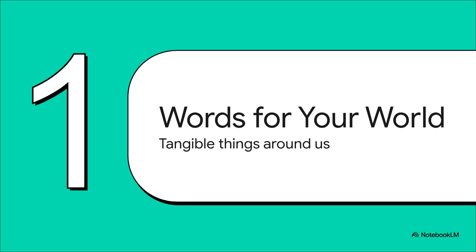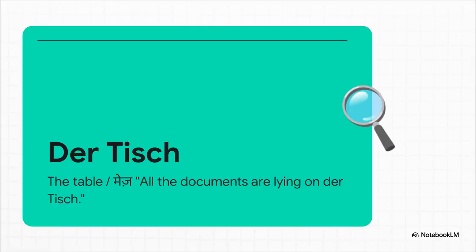Okay, so first things first, we're going to start with the world right in front of you, the tangible, everyday objects. Honestly, it's the most natural way to build a solid foundation in any new language. Our very first word is der Tisch, which means the table. Now, I want you to pay close attention to that first part, der. We'll see why that's so important in just a moment. For now, just picture it. The documents are on der Tisch.